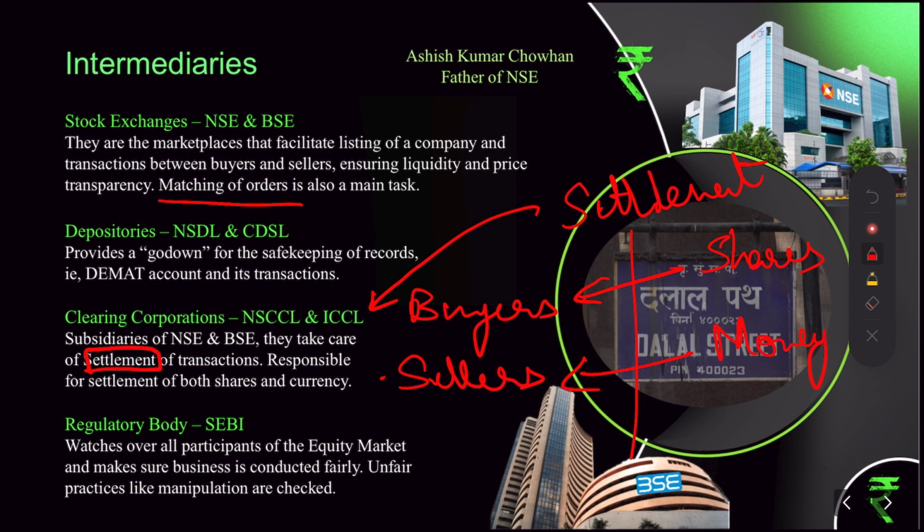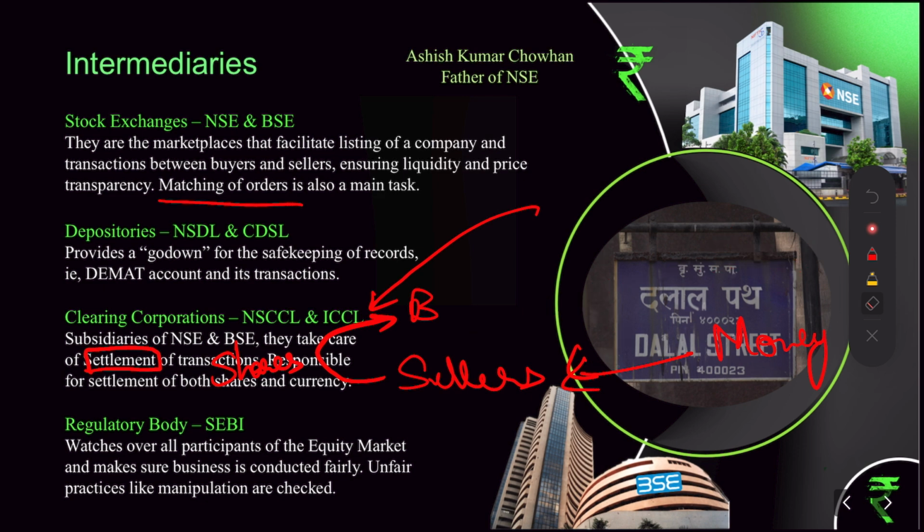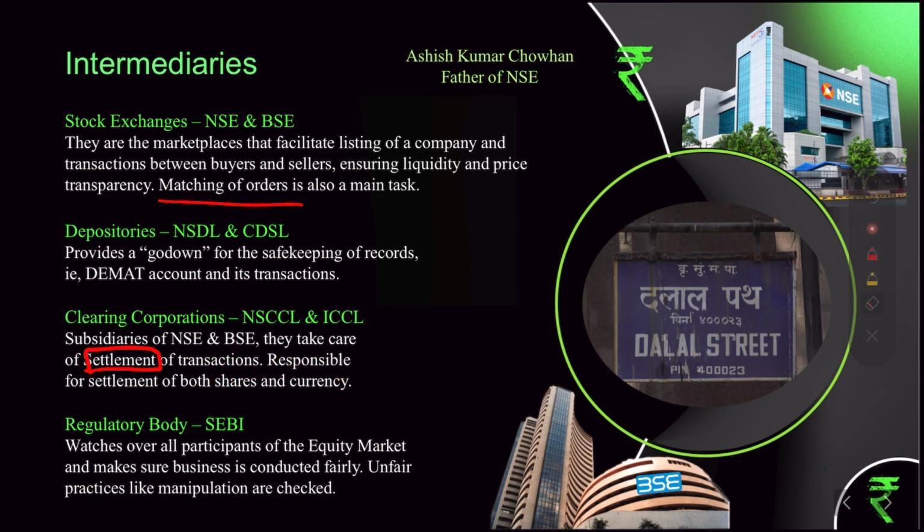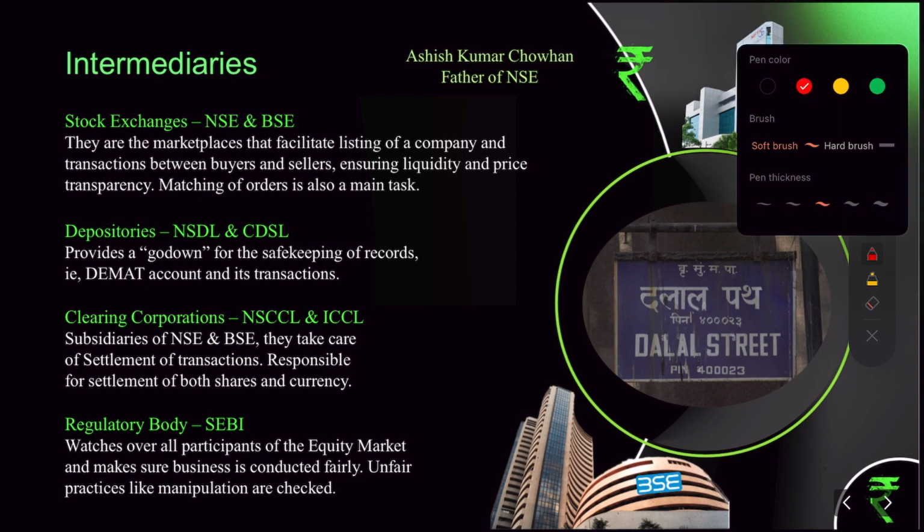So shares from a seller will go to the buyer and money from the buyer will go to the seller. This process is taken up by the clearing corporations. This process is called settlement. We'll be looking at the duration of settlement later.